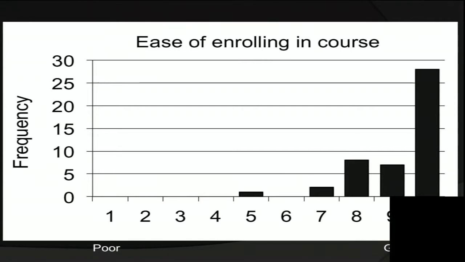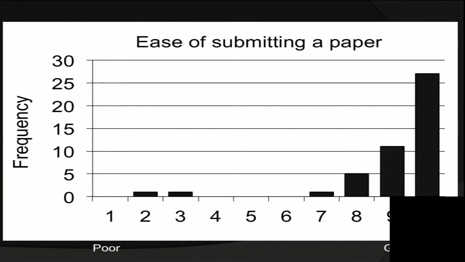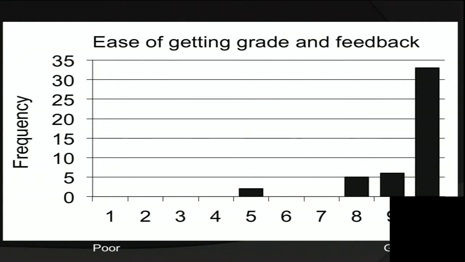So ease of enrolling in a course, most people say totally fine, easy, got it. Ease of submitting a paper, pretty good, got it, which is good considering I do still get emails like I can't figure out how to do this. Ease of getting the grade and the feedback, they all said that it was a very easy process for them.